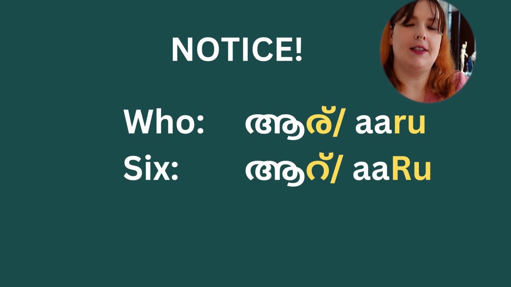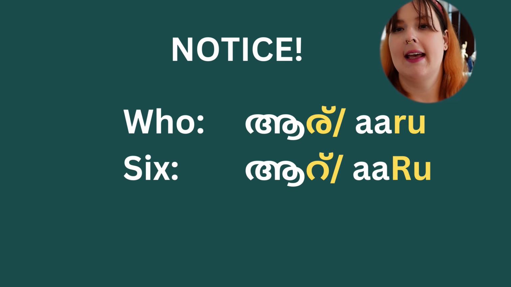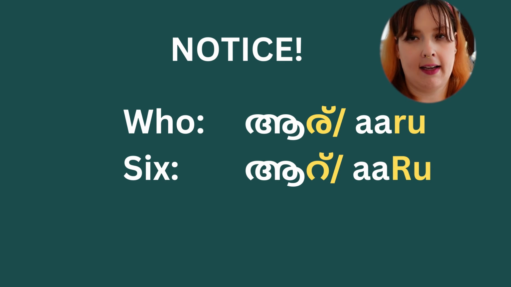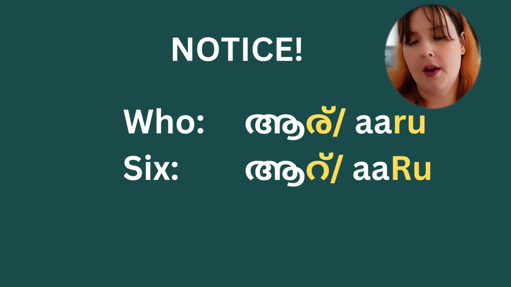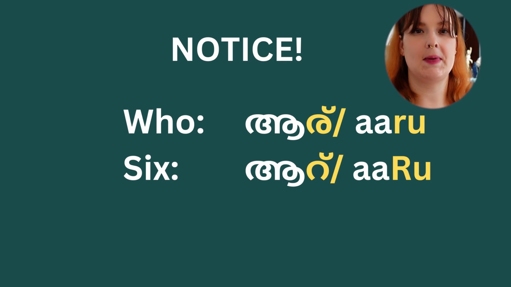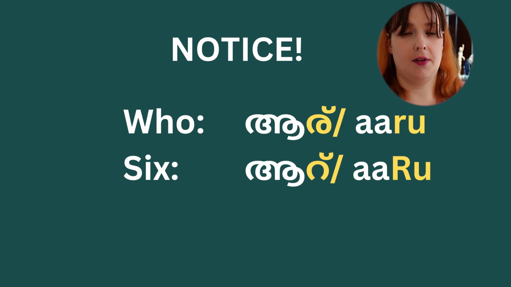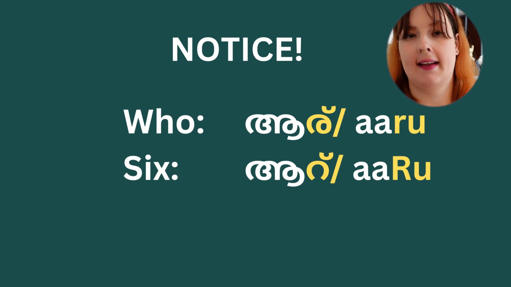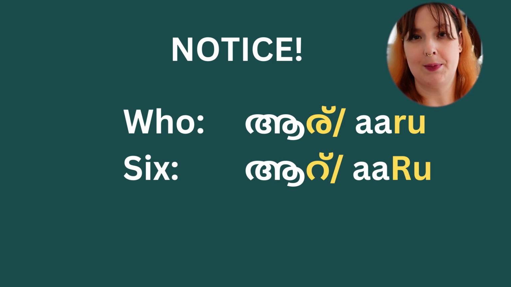Notice this pronunciation difference. There are 2 R sounds in Malayalam. There is the ra and there is the ra. Ra is a softer R and ra is the hard rolling R. If you speak a language like Spanish or Arabic, this R sound is there. So the word for who is are and the word for 6 is are. There's a difference there. It changes the meaning, so be careful.